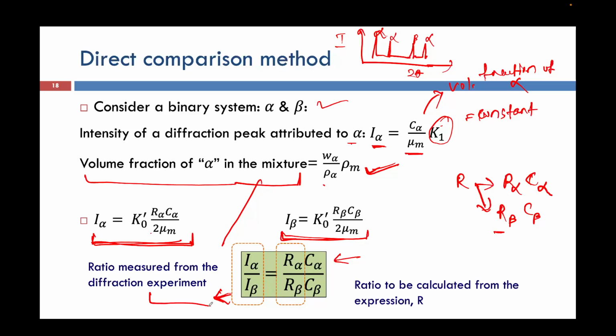Then R alpha by R beta you have to calculate theoretically. Why? Because the Lorentz polarization factor, temperature factor, Debye-Waller factor, multiplicity factor and structure factor, you have to calculate by yourself by knowing your material's history. What material it might be, what crystal structure it might be. By knowing your material's history, you have to calculate this term. Then you will finally get a term in terms of C alpha by C beta of some function.